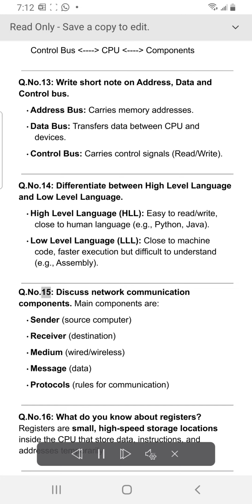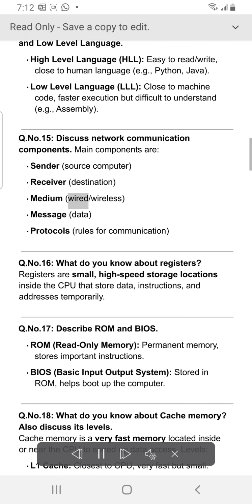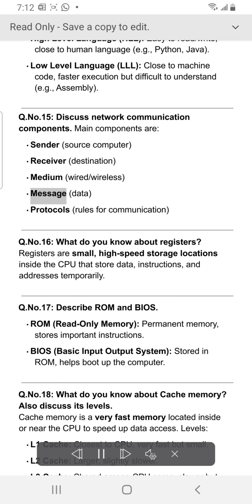Number 15. Discuss network communication components. Main components are sender, source computer, receiver, destination, medium, wired/wireless, message, data, protocols, rules for communication. Number 16. What do you know about registers? Registers are small, high-speed storage locations inside the CPU that store data, instructions, and addresses temporarily.